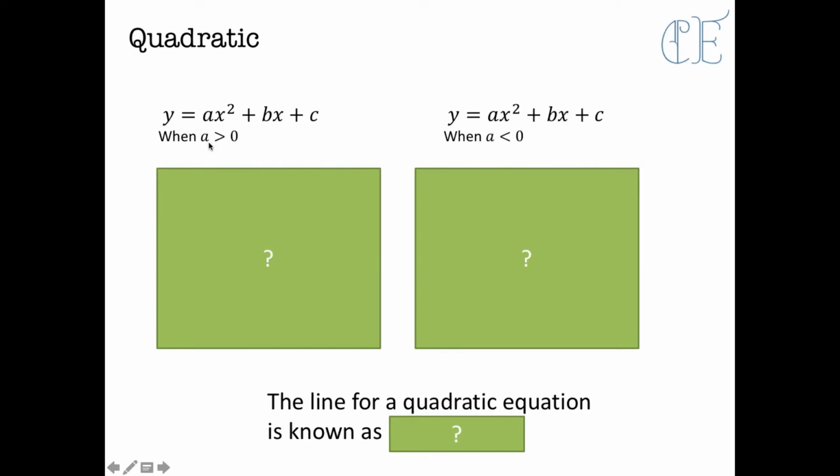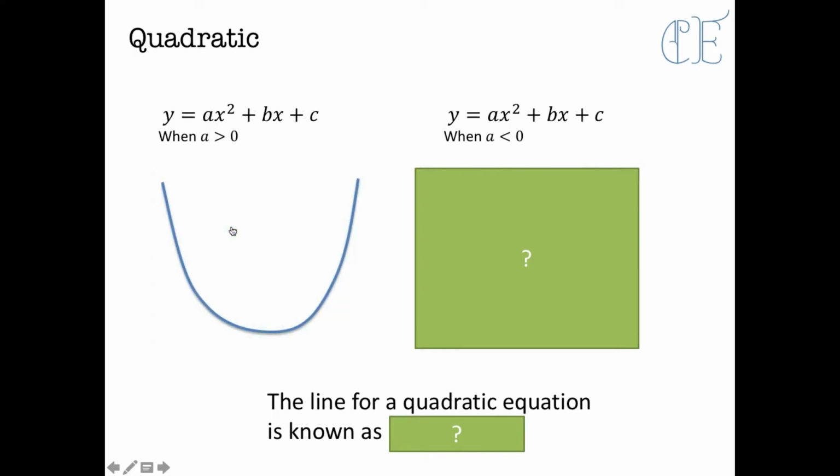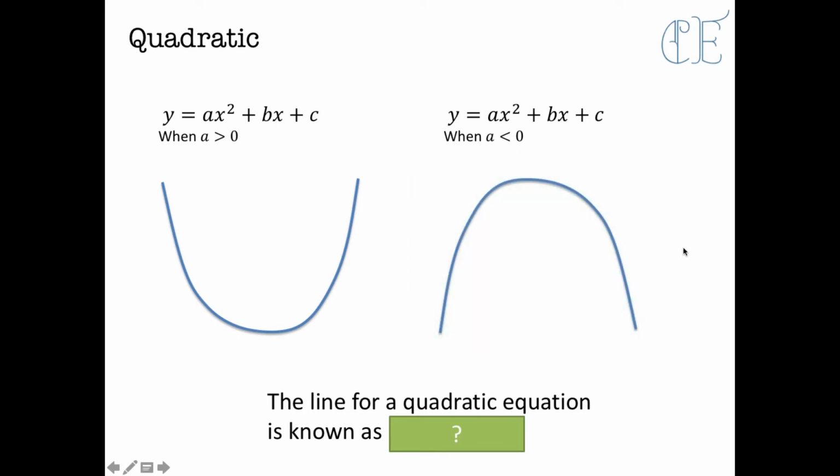If the graph is where a is more than 1, so this is not a negative, it will look like this kind of shape. Okay, it could be thinner or fatter with varying degrees of wideness. Now in this one, it's the same equation. You've got a number in front of x with a squared value, with a number in front of x here, with a number on the end. But this time, the number in front of x squared is less than 0, which means it's negative. In that case, the graph would be upside down. The line for a quadratic equation is known as a parabola.